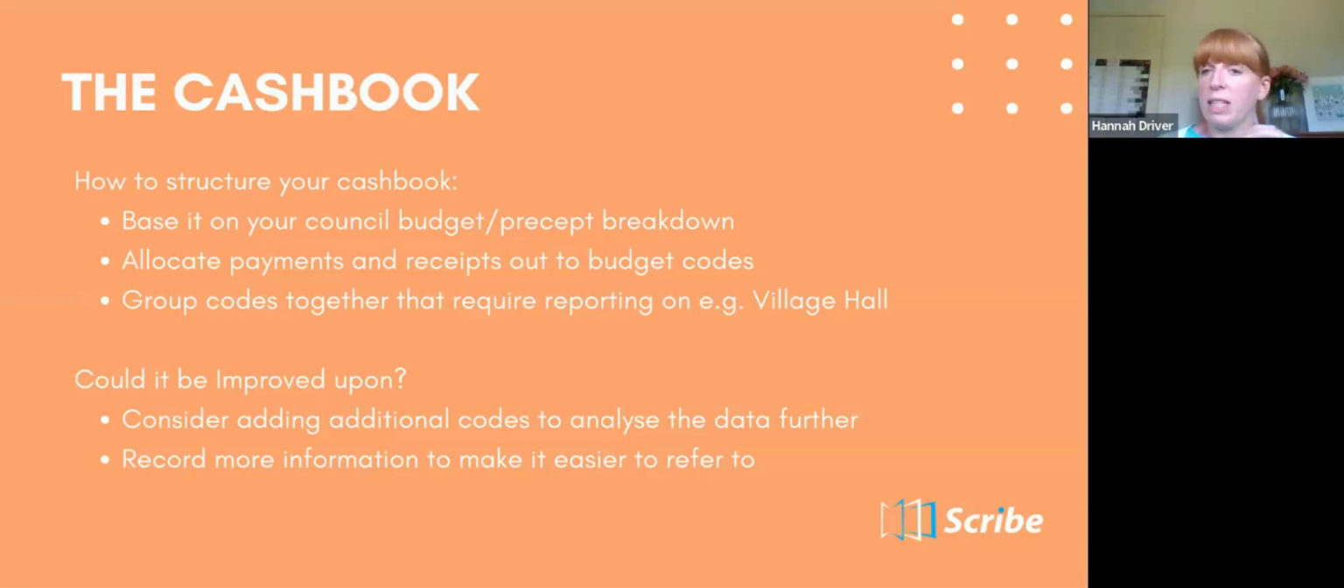If you're grouping things together, so everything just goes into a pot called admin, but actually it'd be really useful to know how much you spend on phone bills or stationery or the printer or whatever it may be. Do you want to break it down a little bit more? Or have you inherited something that's got a great long list of codes, some of which you never use? So actually you could consolidate it and tidy it up a little bit more.